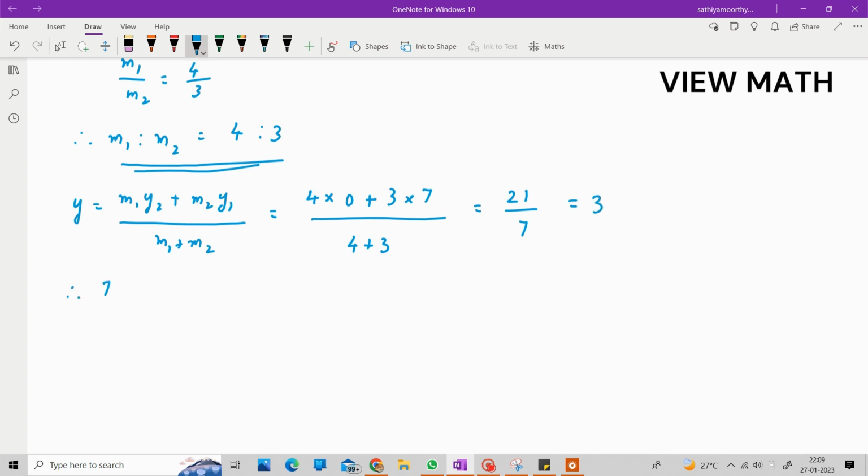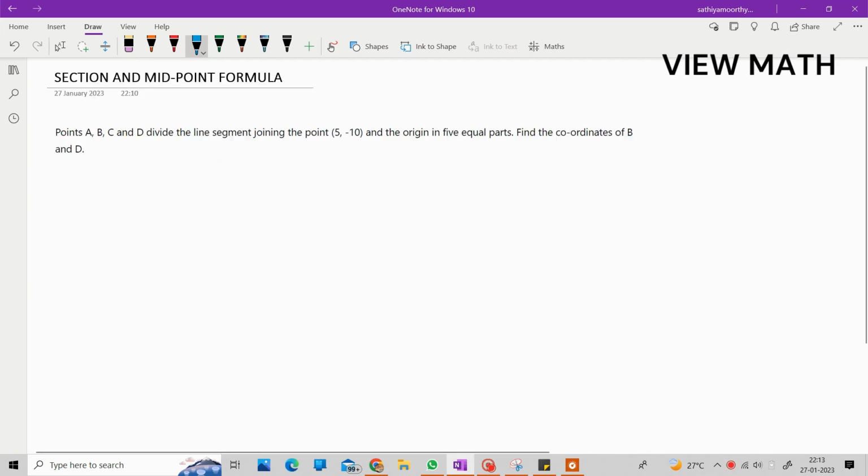Therefore, the point of intersection is: x coordinate is 0 and y coordinate, which we just found out, is 3. So 0, 3. Now let's see the next problem.